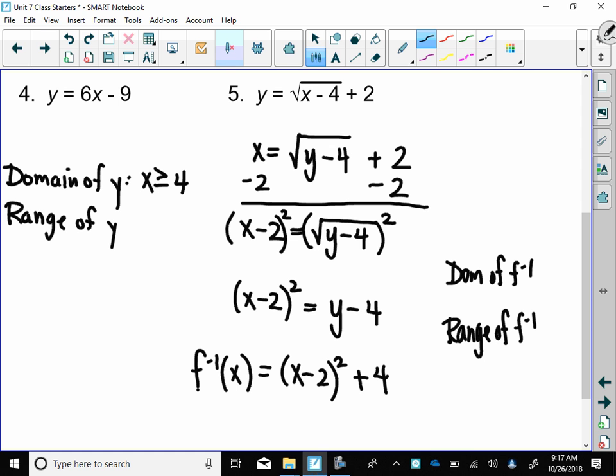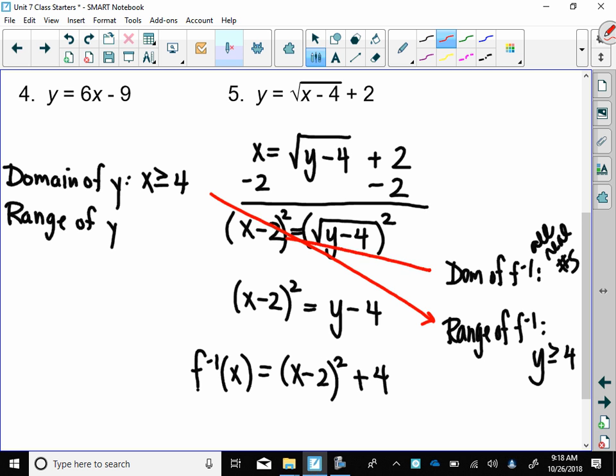If that's the domain of y, what does that become? Right, the range of the inverse. So the range of our inverse is y has to be greater than or equal to 4. Right, because remember, they switch. Now look at your inverse. Does it have a denominator? Does it have a square root? No. So what does that mean about its domain? All real numbers. And so that's the range over here. Okay?